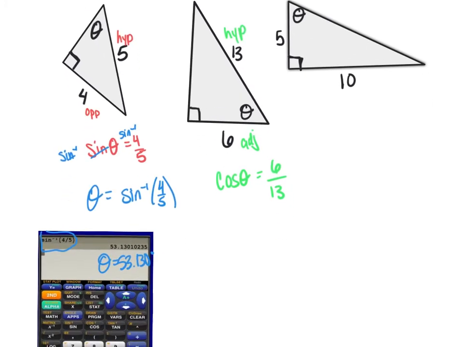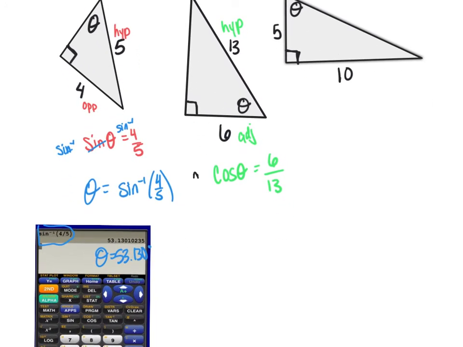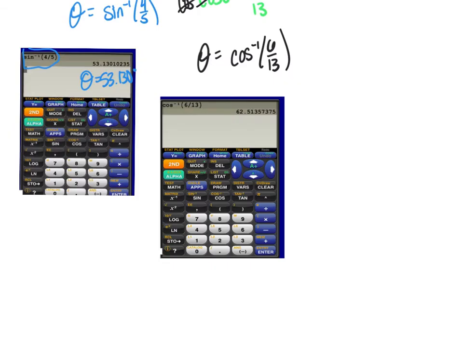Now, in order to get theta by itself, I need to use inverse cosine on both sides. That cancels, leaving theta equal to the inverse cosine of 6/13. And then when I enter that into my calculator, I make sure that I do second cosine to get the inverse key, and that gives me an answer of 62.514 degrees.